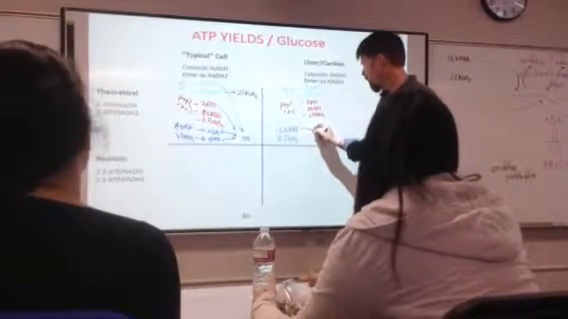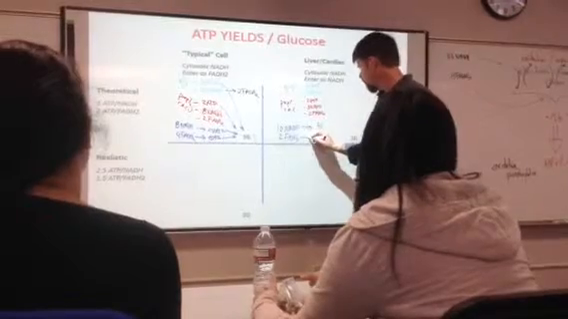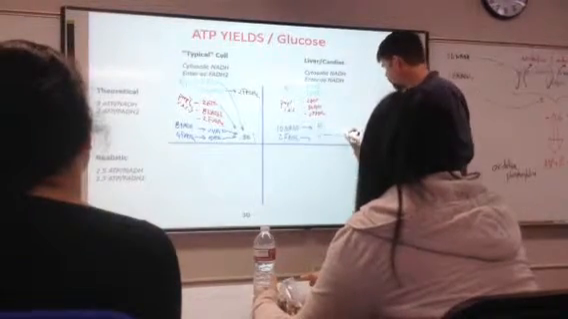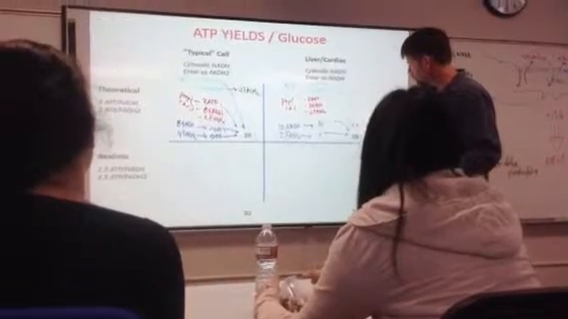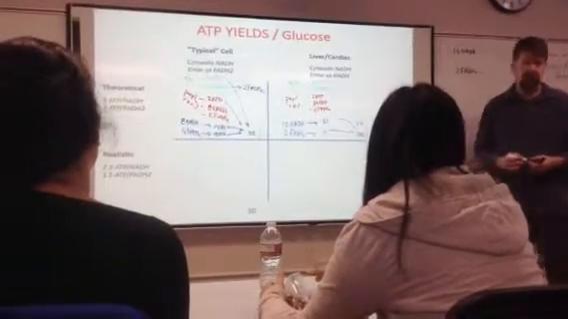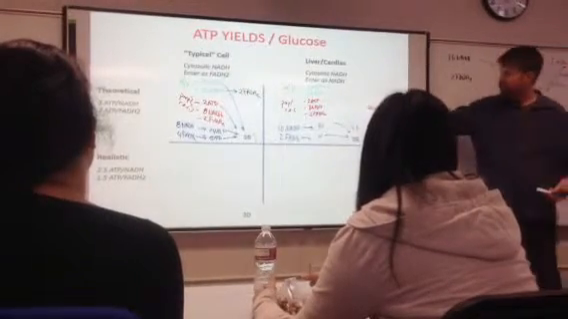What's my total ATP here? 10 times 3 is 30. 2 times 2 is 4. So now you have 4 plus 30 plus 2 plus 2, 38. Okay. What was different? These two.